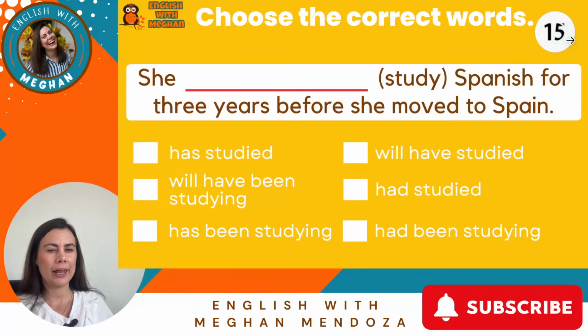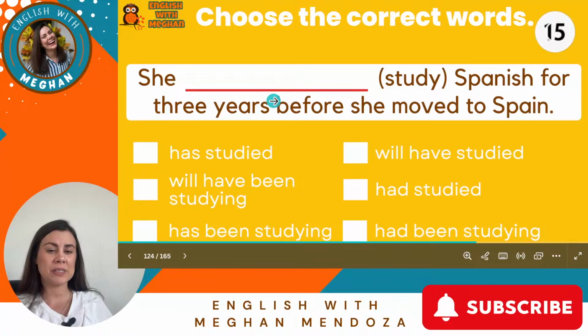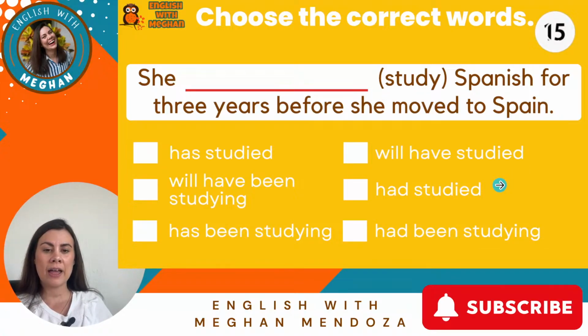All right, let's keep going. So here: She studied Spanish for 3 years before she moved to Spain. Is it 1, has studied; 2, will have been studying; 3, has been studying; 4, will have studied; 5, had studied; and 6, had been studying? Put your answer in the chat if you're here live.